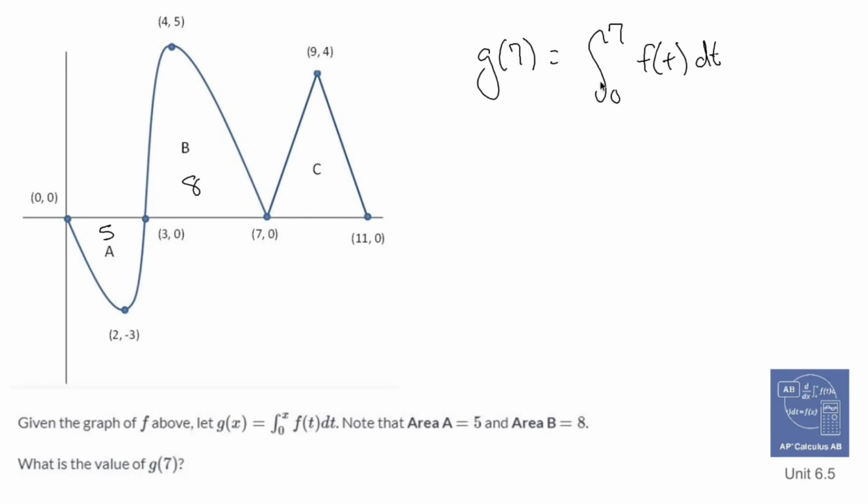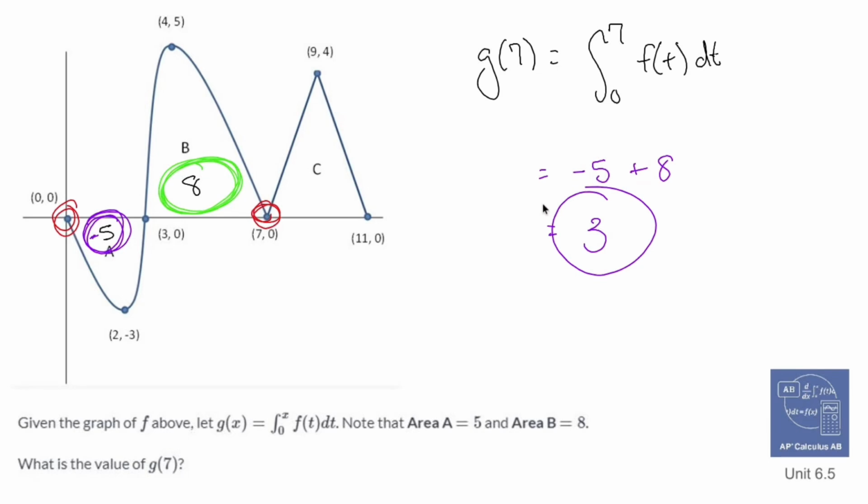Now, what you're being asked to do is find the area under the curve from 0 to 7. Any area above the x-axis is a positive area, and any area under the x-axis is a negative area. So this one is not 5, it is negative 5. So the area under the curve isn't 5 plus 8, it's actually negative 5 plus 8, because whatever area is down here is going to cancel out the same amount of area up here. At the end of the day, my answer is going to be 3. Kind of tricky.